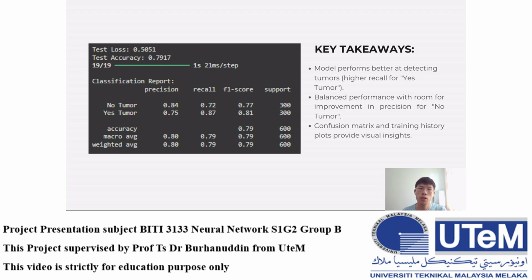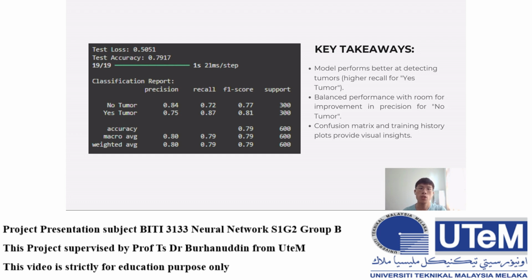First, our CNN model demonstrated strong capability in identifying brain tumors, especially evident from the high recall rate for yes tumor cases. This means that the model is effective at minimizing the false negatives, which is extremely important in medical diagnosis. Second, while the model performs well overall, there is still room for improvement in distinguishing non-tumor cases. The precision for no tumor is slightly lower, indicating that the model occasionally flags healthy scans as tumors.